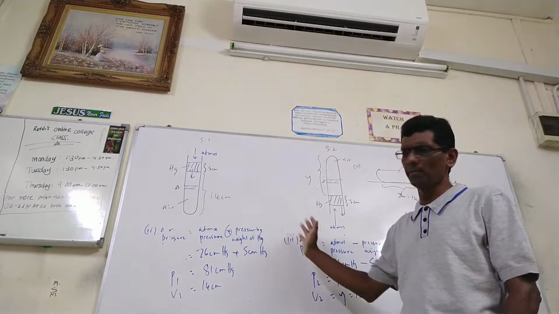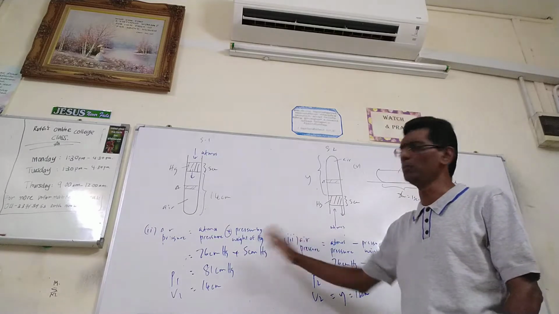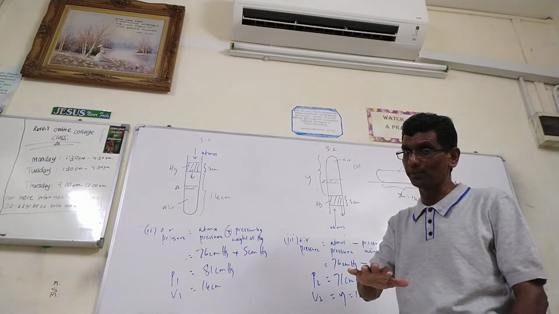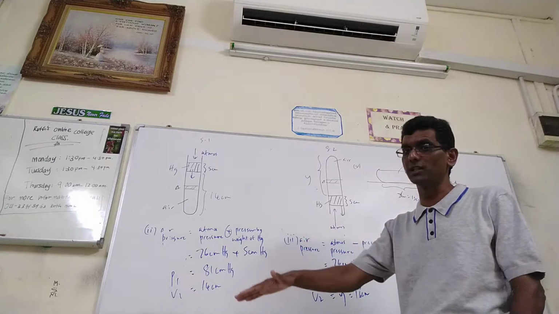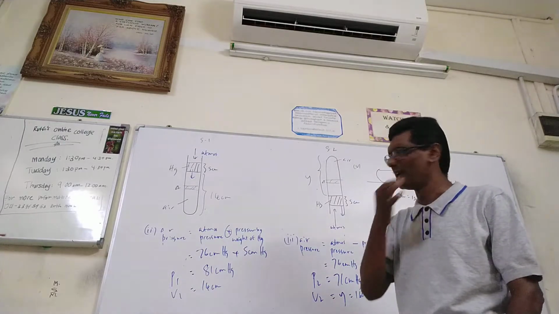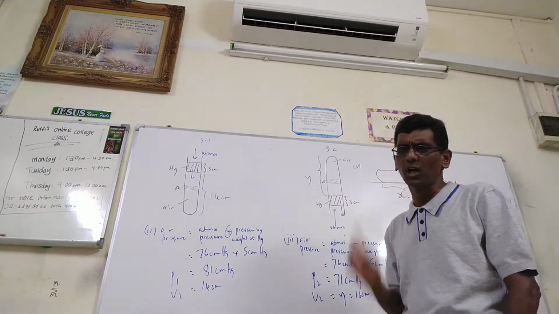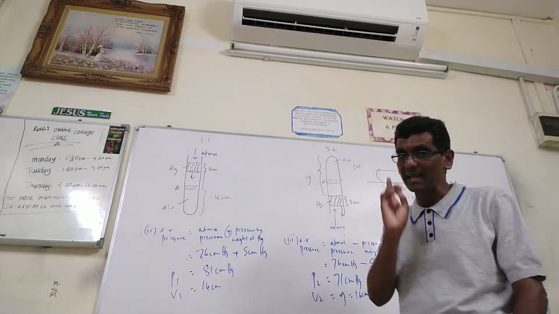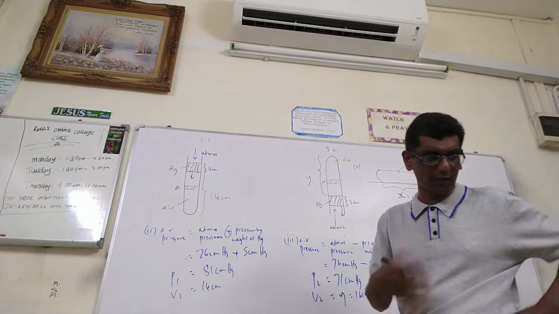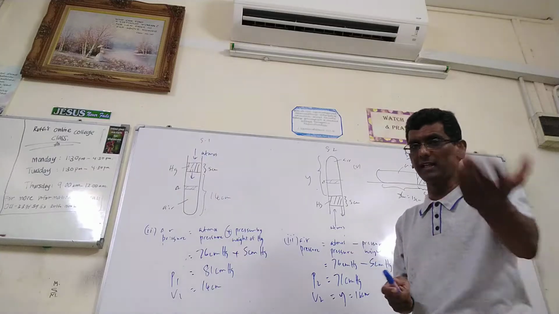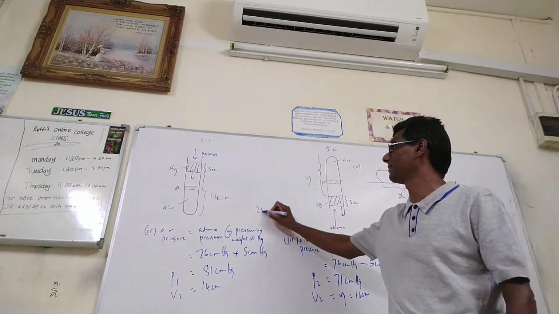Pressure changes, that's why volume changes. That's according to Boyle's law. What remains constant? The temperature remains constant. So for example, let's say room temperature, 25 degrees Celsius.